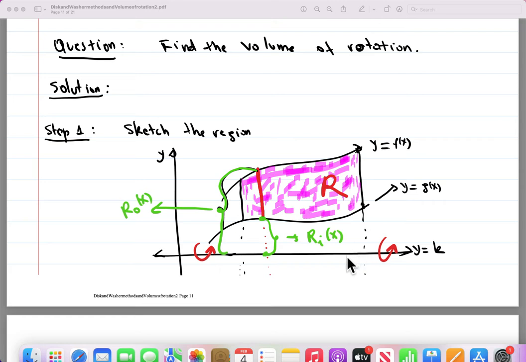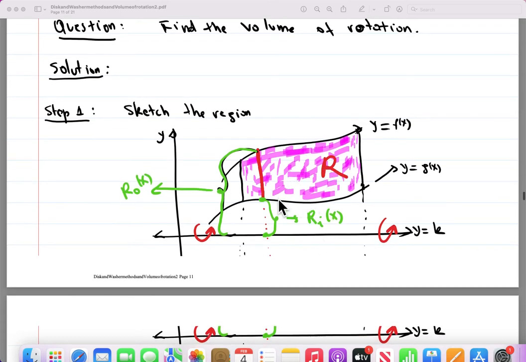Now, let's talk about the difference between the disk method and the washer method. You cannot use the disk method to solve a washer method problem. The reason this is different from a disk is that between the line of rotation, as you see here, and the region, there's an empty space. You can see this space here is empty. Whereas when we discuss the disk method, the line of rotation is always part of the region. So it's one of the sides of the region. It's all connected, touching each other.